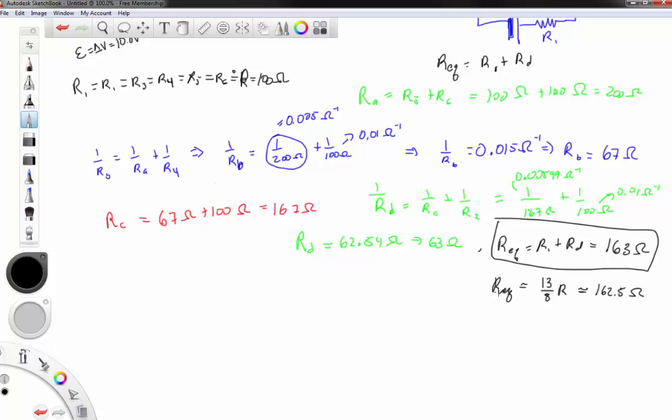The other things we're supposed to do here are figure out what the current is, and also what the potential difference is between points A and B and points A and C. So how are we going to do that? Well, maybe it's worth rewriting over here what each of these equivalent resistances are, to show work, if you will. RA was 200 ohms, RB was 67 ohms, RC was 167 ohms, RD was 63 ohms, and R equivalent was 163 ohms. Okay.